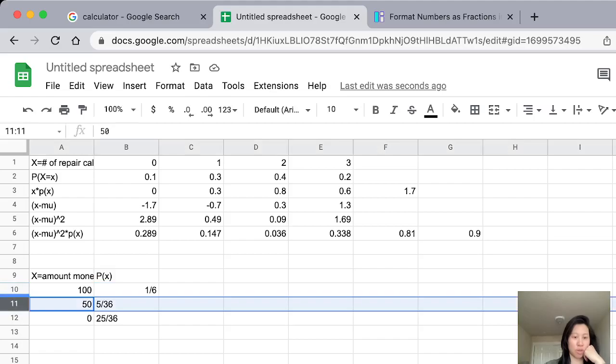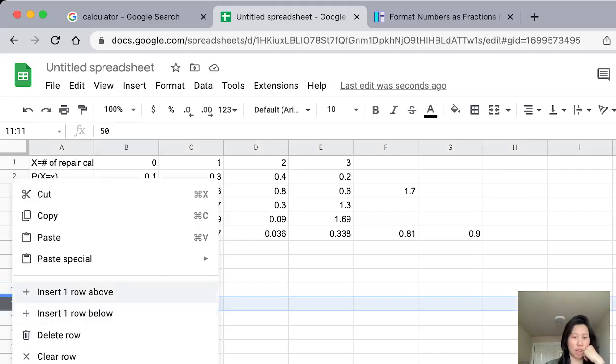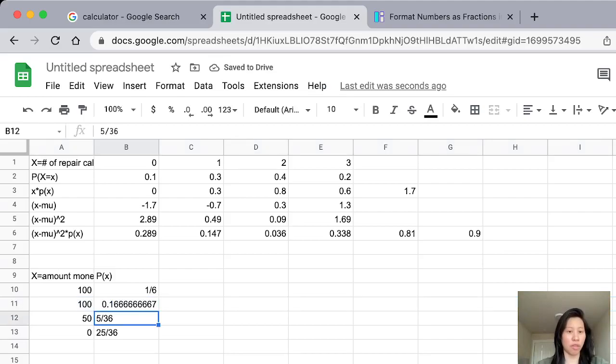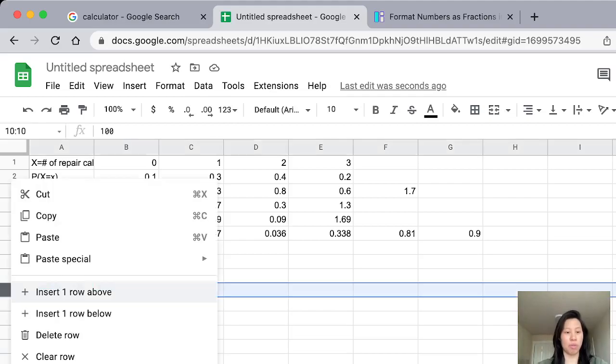So what we're going to do is, I'm going to show you another way to do that. Insert a row above. Let's put this again. Instead of 1/6, we put it as a function, use 1 divided by 6. Similarly here, 5/36 is equal to 5 divided by 36. Similarly here, we put an equal sign. So now the data should work. Now let's continue our expectation value. Let me delete this row.